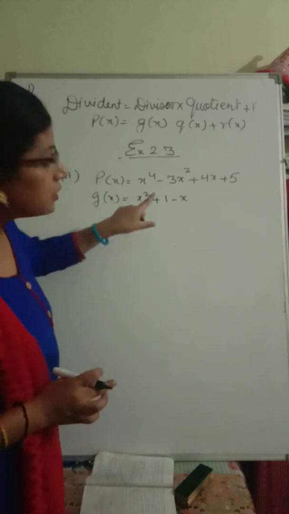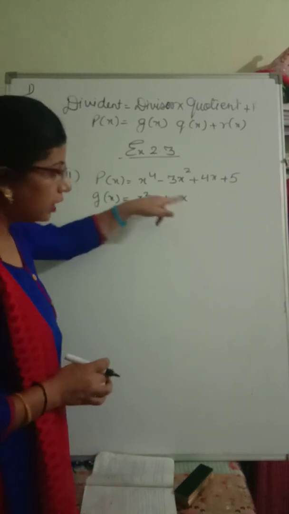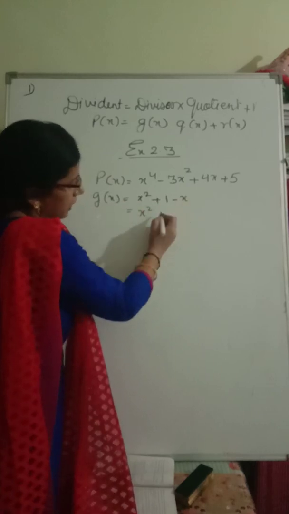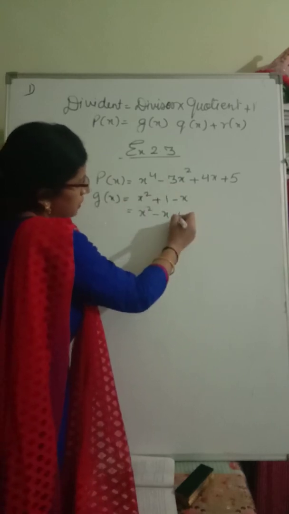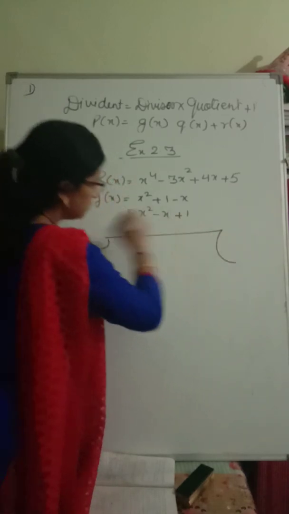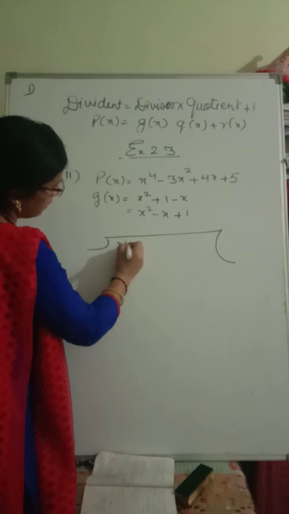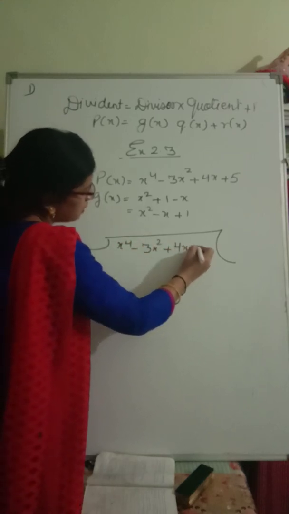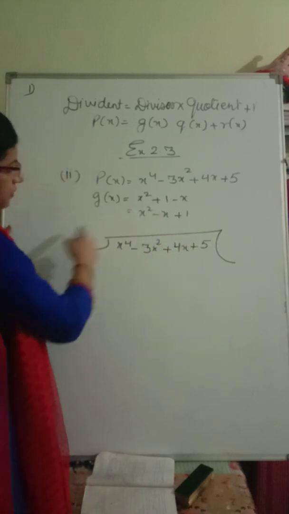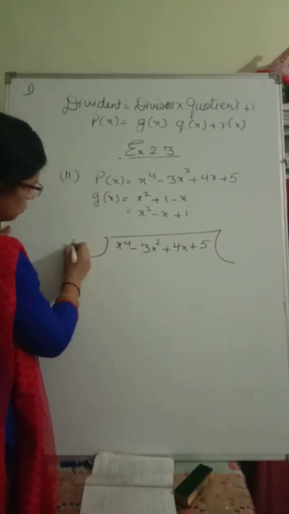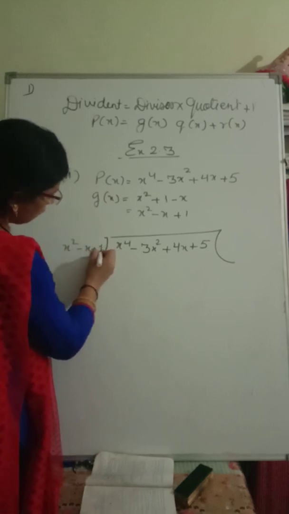g(x), see, this is not in proper order. So what will we write? We will write this g(x) in order. First the x square term, then the x term, minus x, then the constant plus 1. Okay. Same way we will divide it. Dividend x to the power 4 minus 3x square plus 4x plus 5, and this we will write here. So this is x square minus x plus 1.